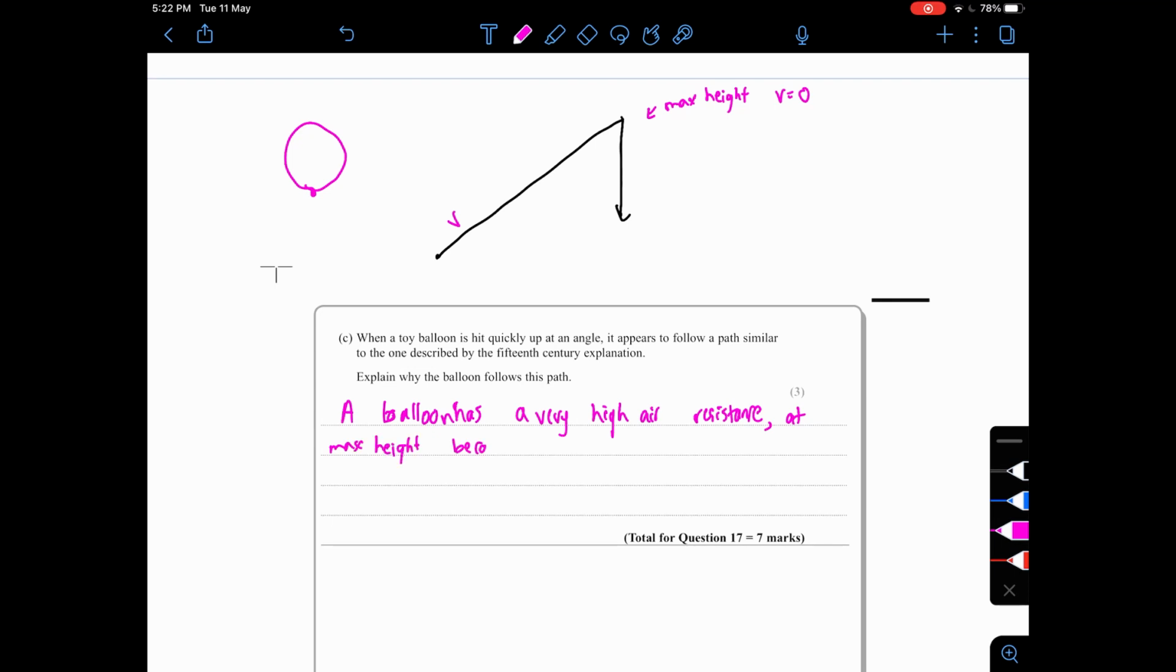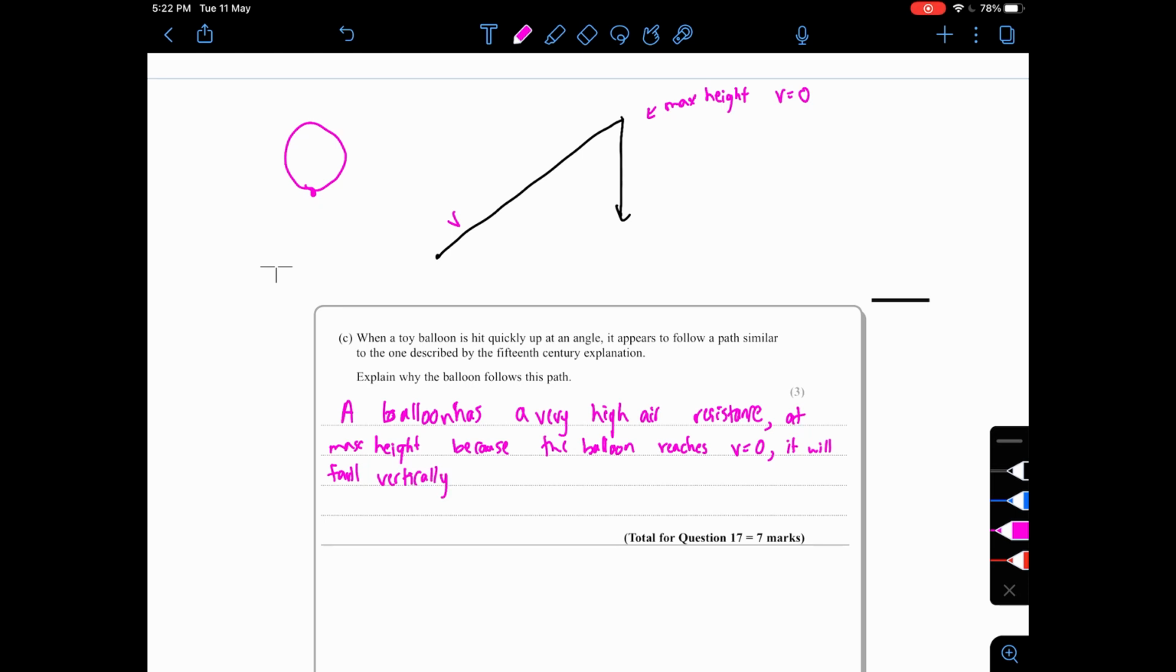At max height, because the balloon reaches 0 velocity, the parabola ends. Why is that? Because now it's just going to fall vertically, because it has 0 velocity. So it will fall vertically because nothing is moving it anymore. It's not a projectile. It has a very, very high air resistance.